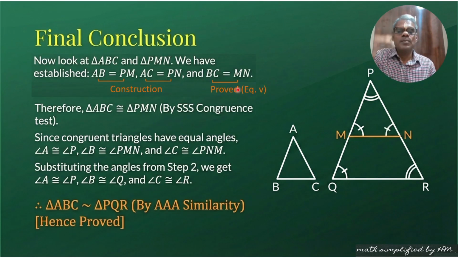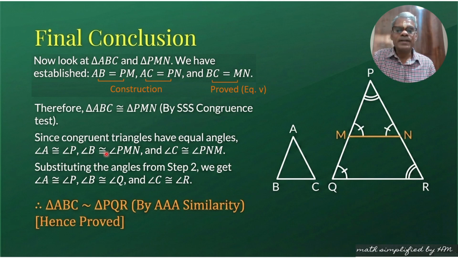Now we come to the final conclusion step. Now look at triangle ABC and triangle PMN. We have established AB is equal to PM and AC is equal to PN by construction, and BC is equal to MN. Just now we have proved equation 5. Therefore, triangle ABC is congruent to triangle PMN by SSS congruence test.